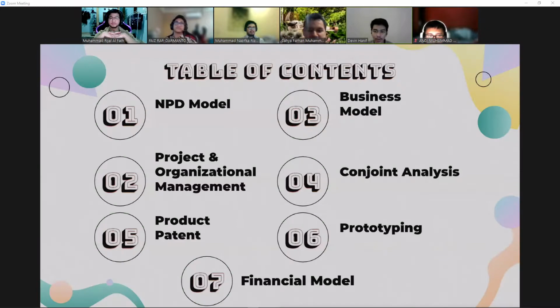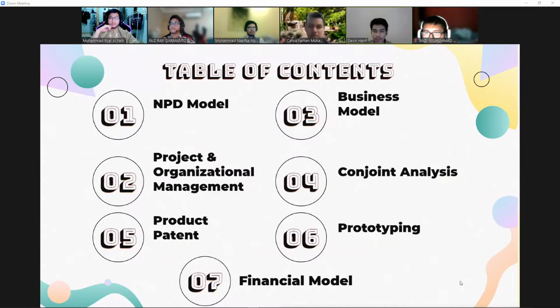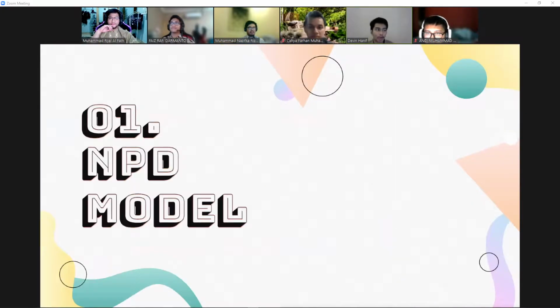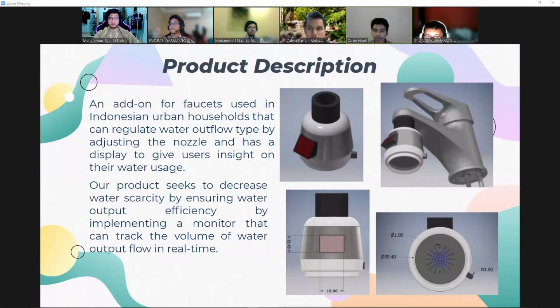So the next is our table of contents for the presentation. And the first, we're going to talk about the NPD model. So on the next slide, our product is an add-on faucet used in Indonesian urban households that can regulate water outflow type to spread in one way or more by adjusting the nozzle by turning a knob.